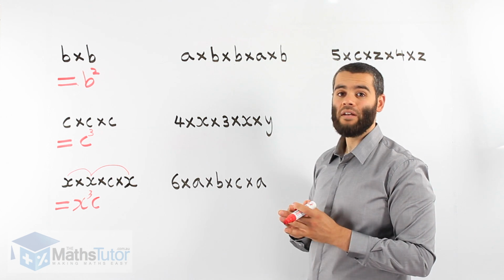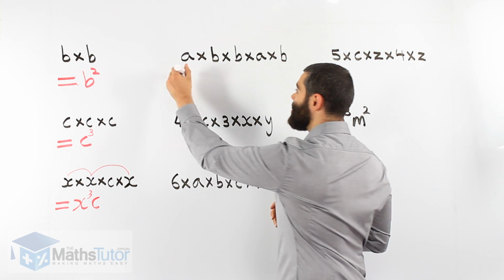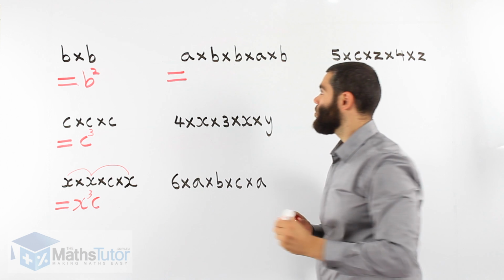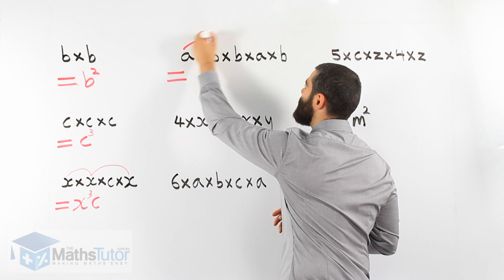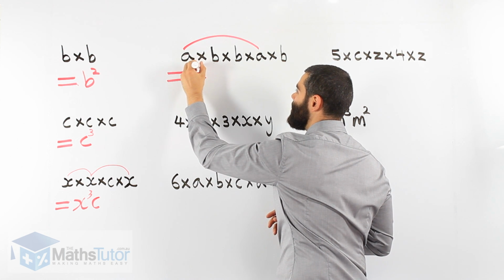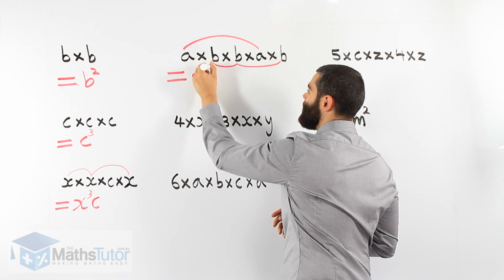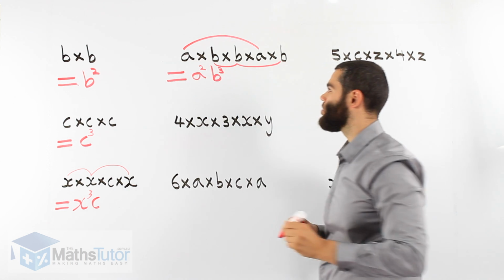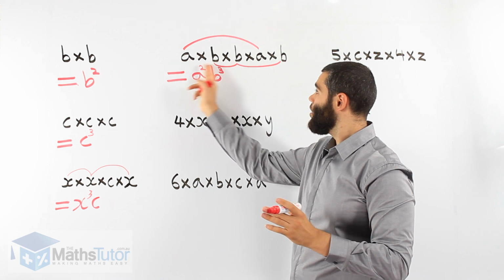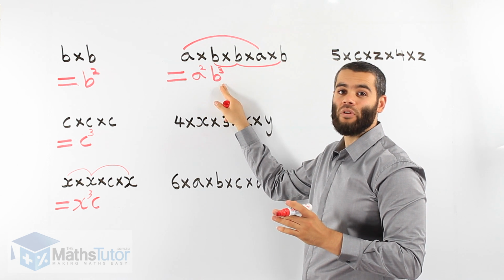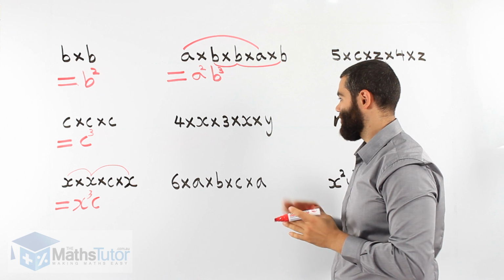Here, another long one, a times b times b times a times b. Well, let's make it shorter. We have 2 different pronumerals. We have the a's and we have the b's. Let's start with the a's. a times a, a squared, and the b times the b times the b, b cubed. a squared b cubed. Look, it's become from something so long, a very simple and short answer. It means the same thing, but it's written in a much simpler format.